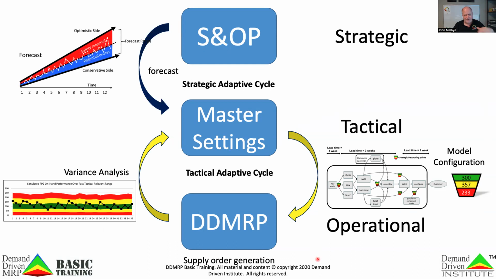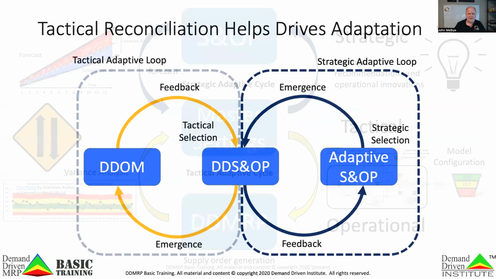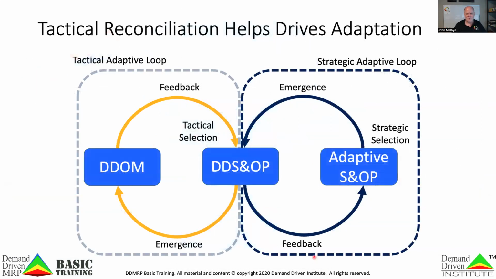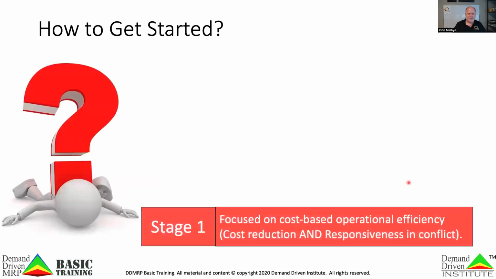On the S&OP side, again, how's the forecast doing? That feeds into the master settings. Then our strategic recommendations and maybe operational innovations feed back up to that S&OP team, and we have two-way bidirectional conversations. So the tactical reconciliation drives adaptation through the DD-S&OP team. We get the understanding from management of what the expectations are and what things need to change. We feed that into the operating model, which feeds back to the DD-S&OP team, which feeds back to the adaptive S&OP team.